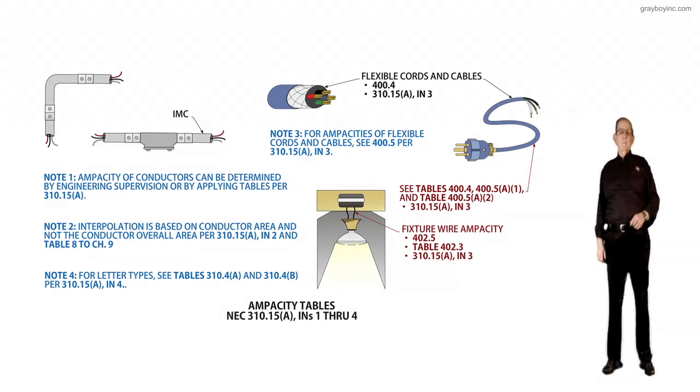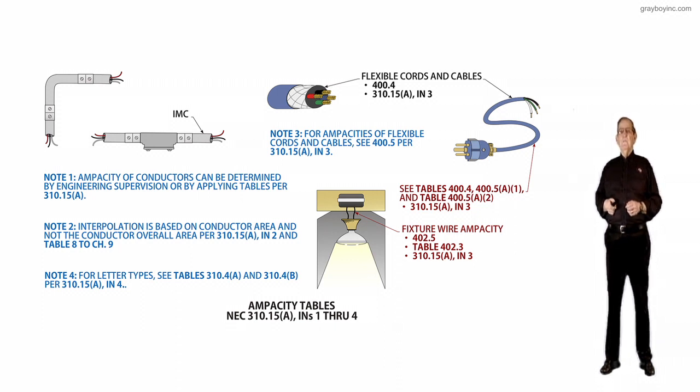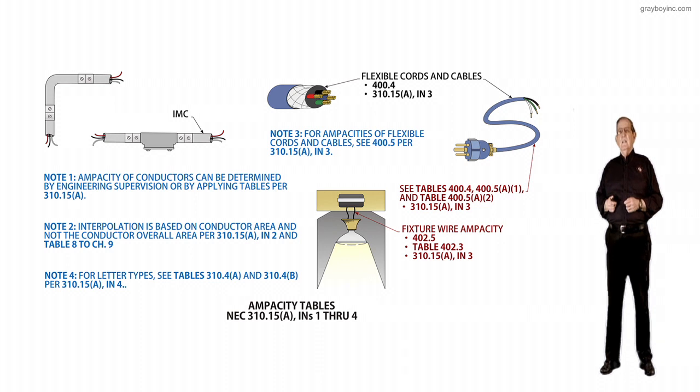This illustration deals with ampacity tables, and of course it's in accordance with NEC 310.15(A), informational notes 1 through 4. And notice the purpose of change here. Tables 310.15(B)(1) and (B)(2) have been relocated from 310.15(B)(2)(A) and (B) in the 2017 National Electrical Code.